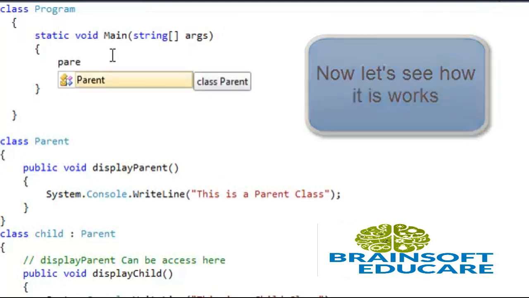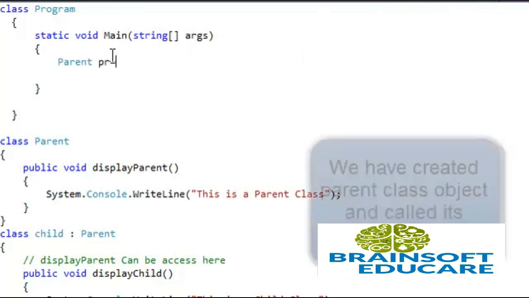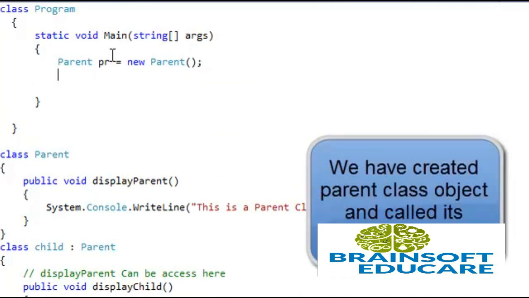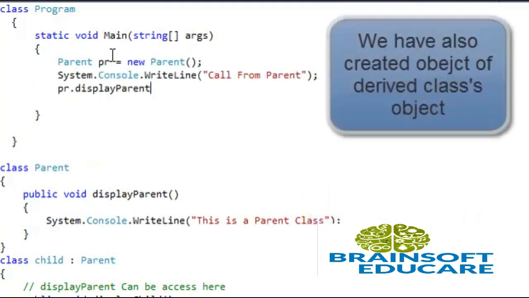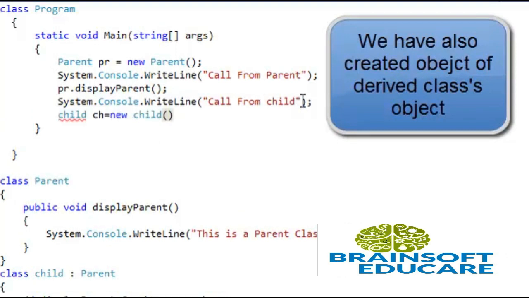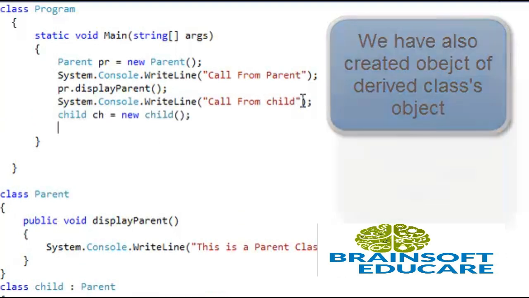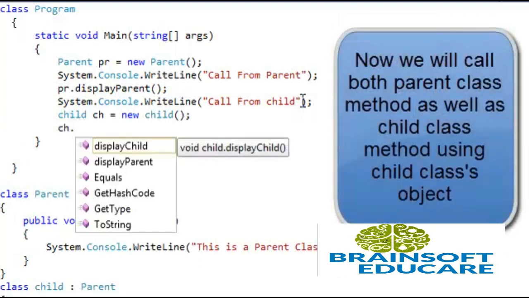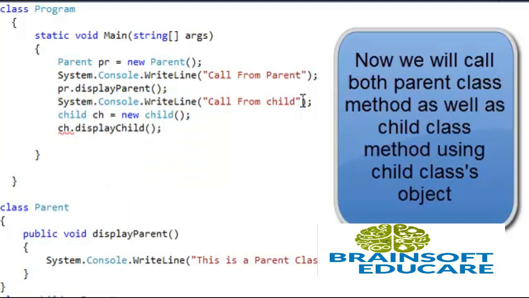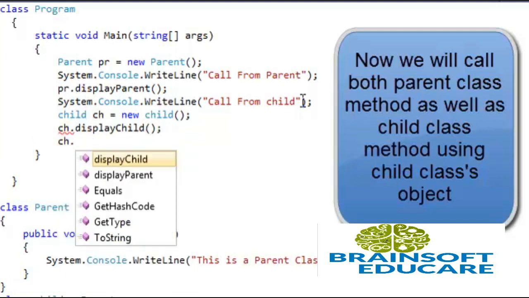Now we will create an object of the parent class as well as an object of the child class. First we will call the display parent method using the parent class object, and then we will call the display child and display parent methods of the parent class and child class using the child class object. So this is inheritance.